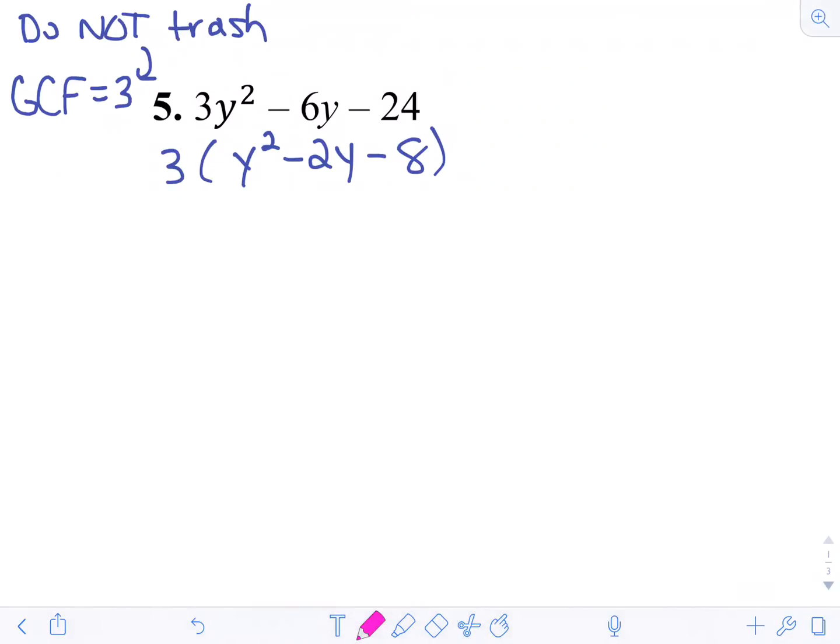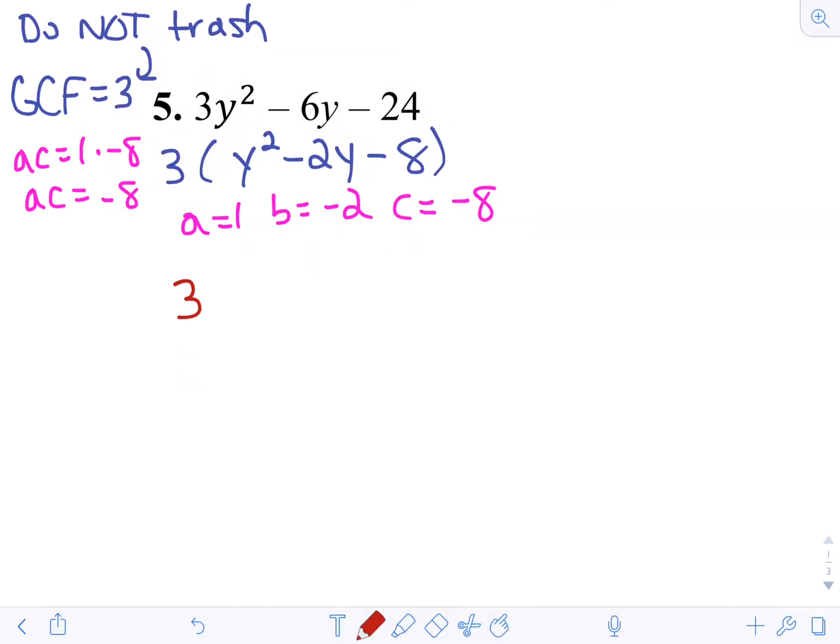Second part, let me go ahead and do my AC method. So I'm going to label my A. My A is 1, B is negative 2, C is negative 8. So AC would be 1 times negative 8. So AC is equal to negative 8. Right, so I know I'm going to have a 3 on the outside because you can't forget the 3. We're going to have y plus or minus something, y plus or minus something. So to do that, I've got to find my two numbers that multiply to negative 8 and that will also add up to give me, what do I want? A negative 2.